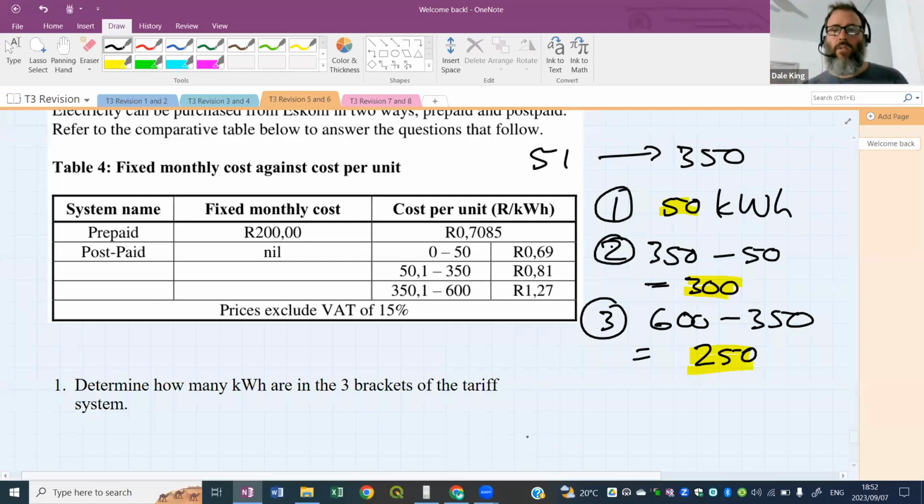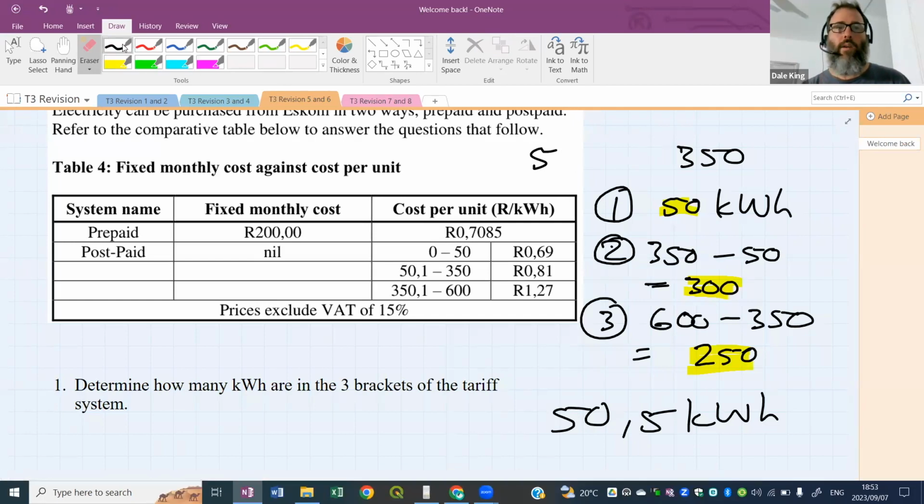But what if people got 50,5 kilowatt hours? Where would they sit? You'd be stuck between two brackets. You're not 50 and you're not 51. You're in between. You'd be stuck deciding which bracket to use. So to get rid of that confusion, they said, all right, fine. We won't use 51. We'll use a smaller number, 50,1. In fact, to be more correct, you should make it even smaller.